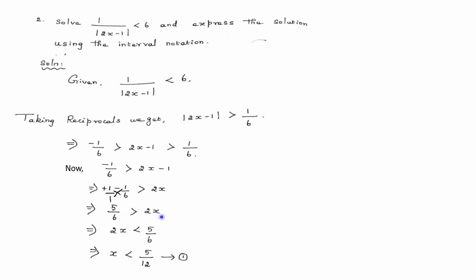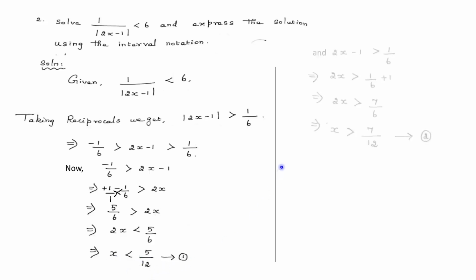We want to find the x value alone. Okay, so you have to bring this 2 to the downwards. So finally we will get x is less than 5 by 12. Mark this as the first one.